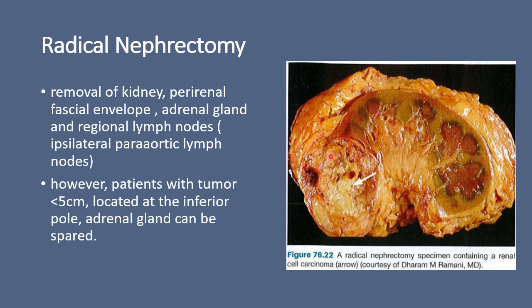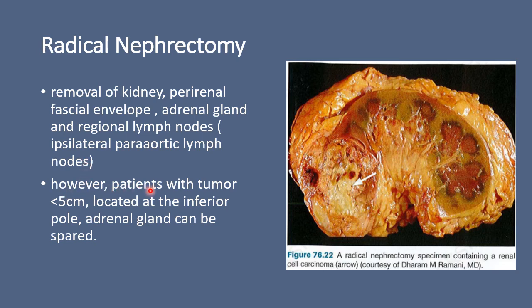Okay, another picture showing a tumor here in one of the poles of the kidney. Radical nephrectomy is done to remove the kidney, perirenal fascia envelope, that is the perinephric fat, and the Gerota's fascia, adrenal gland, and the regional lymph nodes, including the ipsilateral para-aortic lymph nodes.